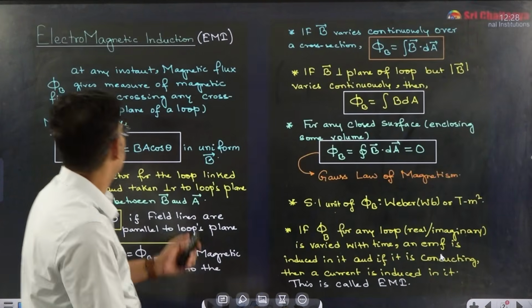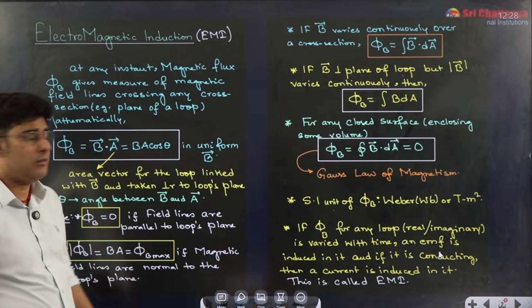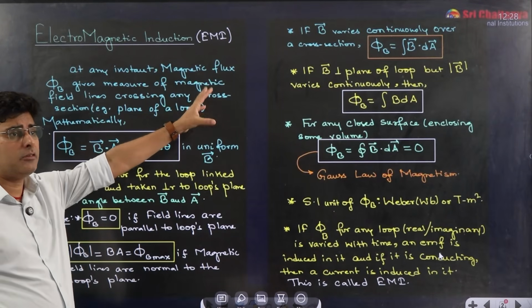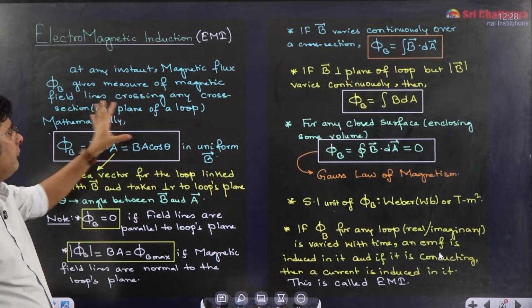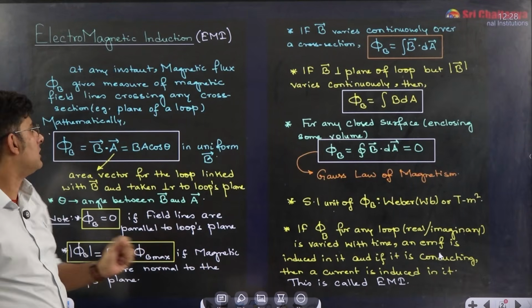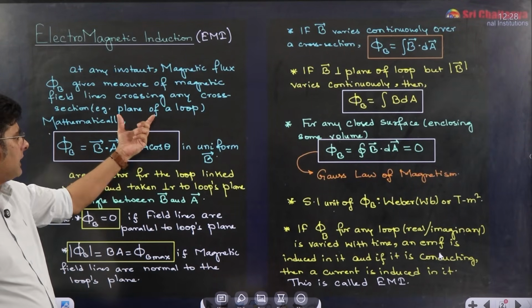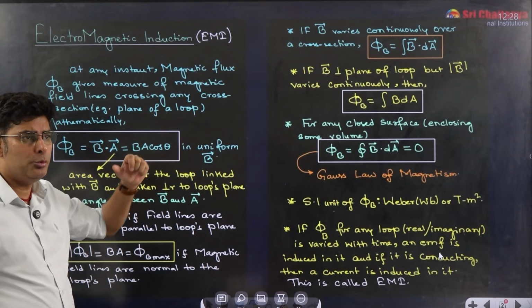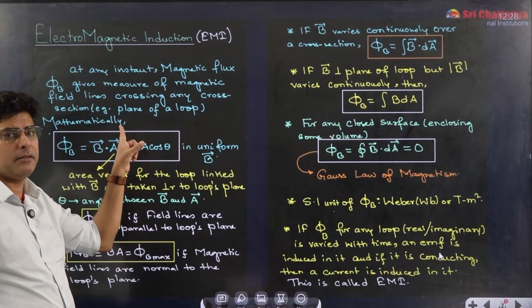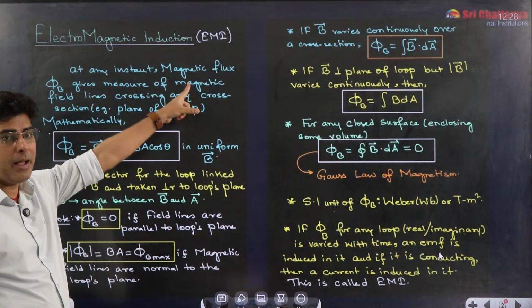Okay, so let's start. So first, electromagnetic induction. First of all we define a term called magnetic flux, phi B, which is a measure of how many magnetic field lines are crossing any given cross section or surface. That cross section can be the plane of a loop, so how many field lines are passing through the plane of a loop is given by what we call magnetic flux.